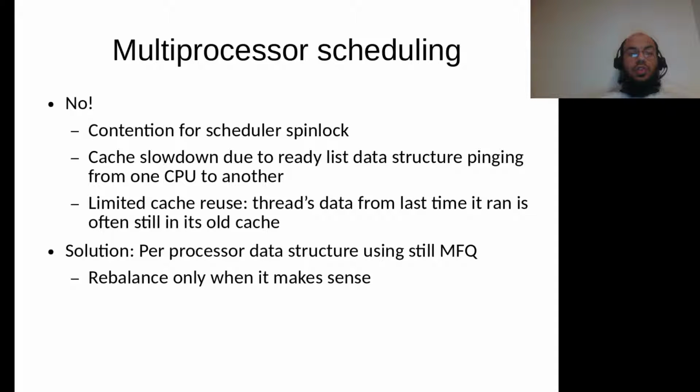The solution is, of course, to have a per-processor data structure, still using MFQ, but rebalancing only when it makes sense. So you'll have an MFQ per processor, and as long as each MFQ has some tasks to run, you will not try to rebalance. You will only trigger a rebalance when one of the queues ends up really overloaded and the other one ends up lightly loaded or with no load at all.